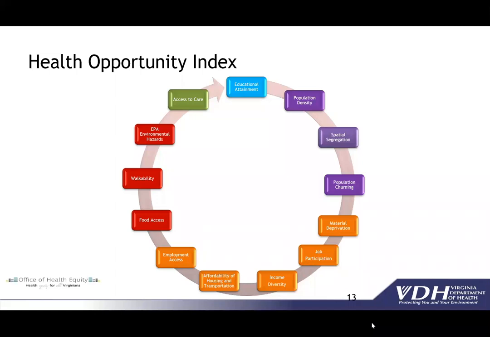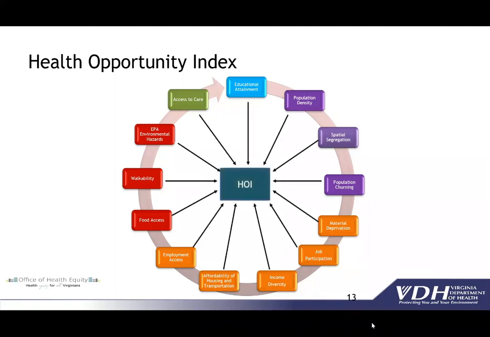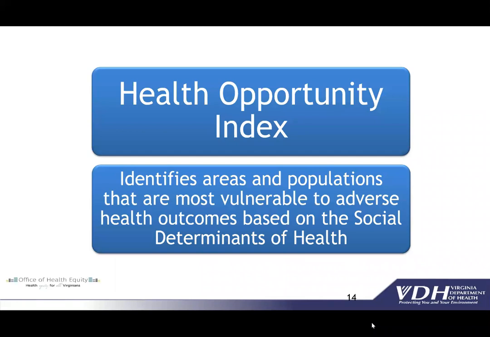Then you have income diversity, what people call the Gini coefficient, and employment accessibility. You look at food access, walkability, all those indicators, because we believe these indicators are very important to achieve better health. Next slide. So based on all these indicators, we put them into one index, and it helps Virginia.